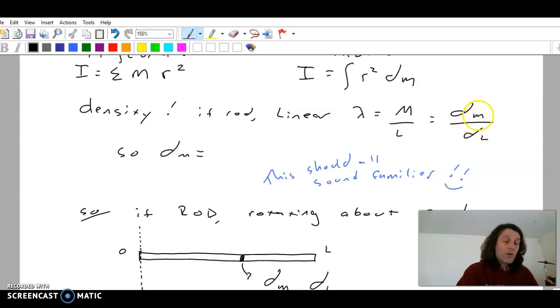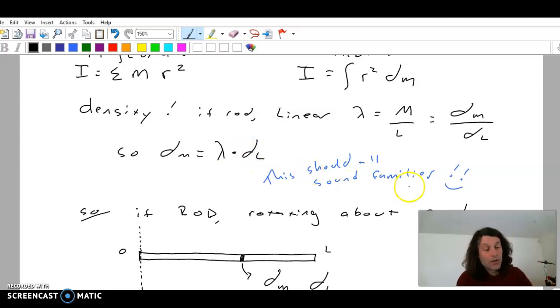So when we use this, you probably remember, if I solve for a differential mass here, which I would then put in that equation up there, that differential mass is equal to the density, the lambda, times that differential length.